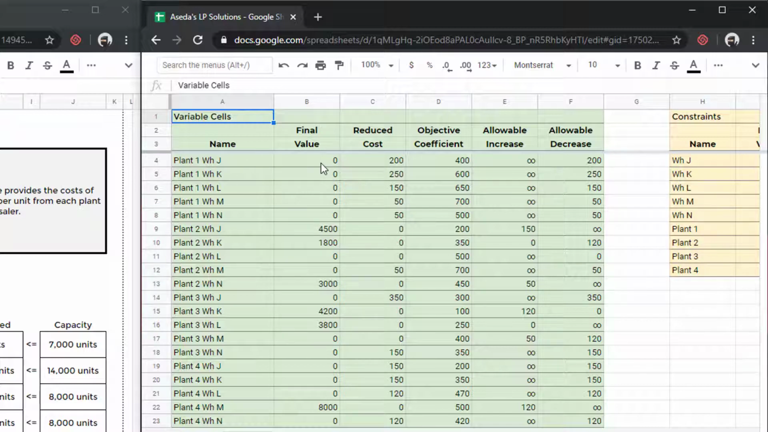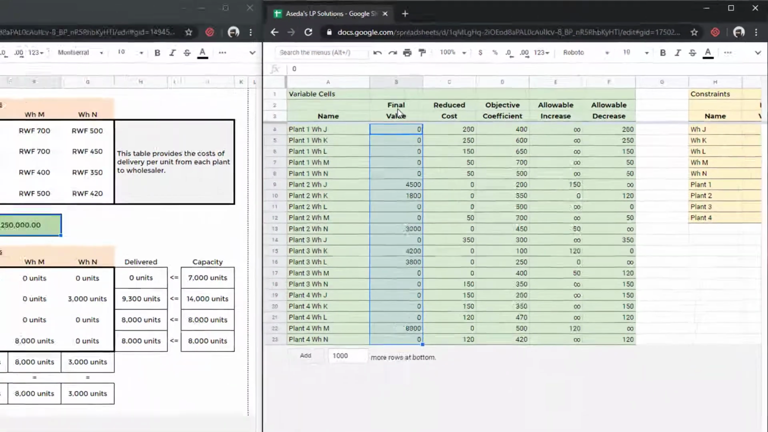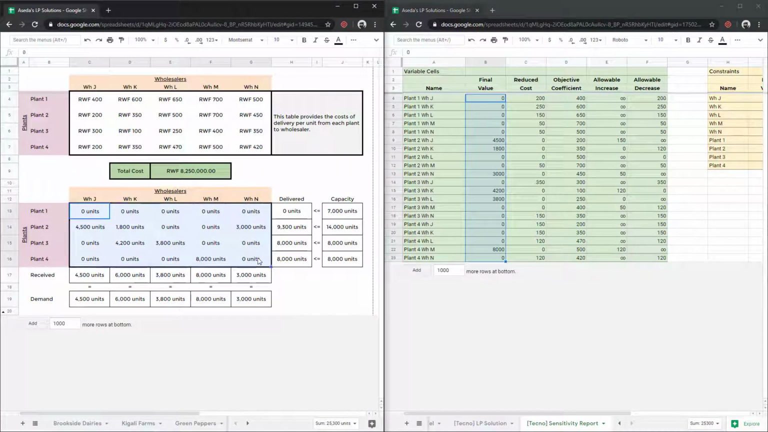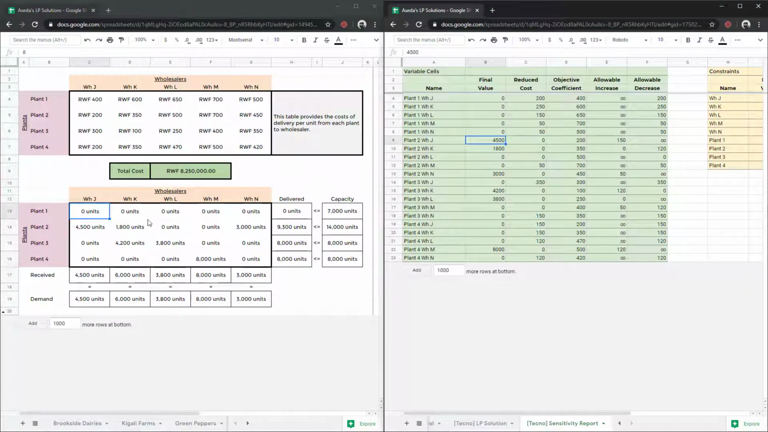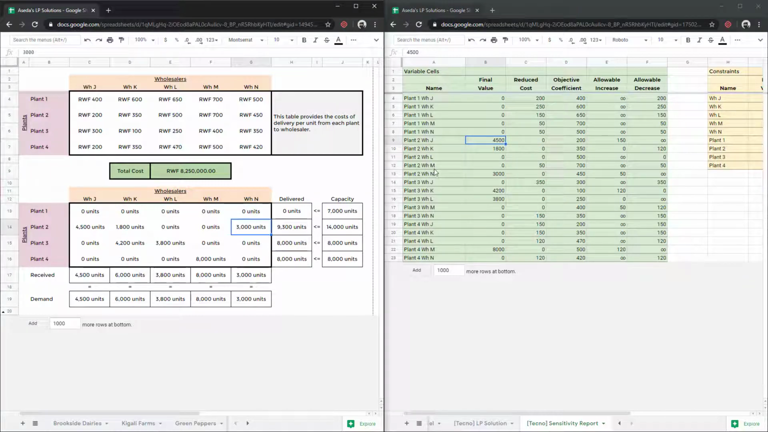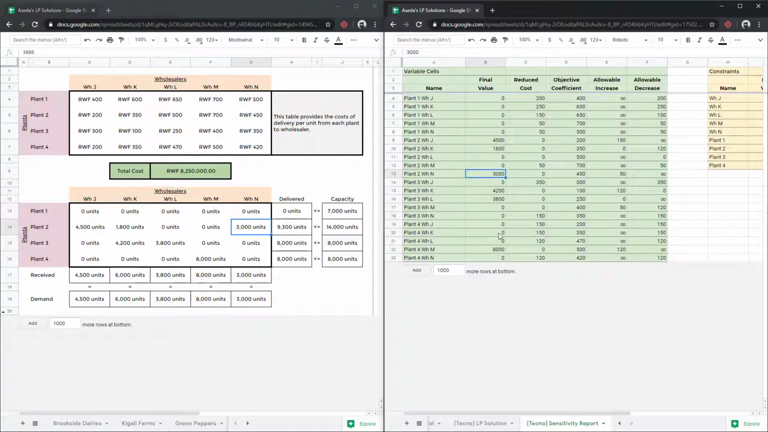So there's already a video on ALUX that describes all this, so I'm not going to go through that in depth, right? I'm just going to quickly tell you that final value is the same as the decision variables you're getting over here. So for example, plant 1 to warehouse J, the number of units we have to send from that plant to that warehouse, 0 in this case. It also shows that it's 0 here, right? If you're looking at something like plant 2 to warehouse J, 4,500 is also 4,500 over here. Plant 2 to warehouse N, 3,000. So realize that this sensitivity report tallies with what we have over here, right?